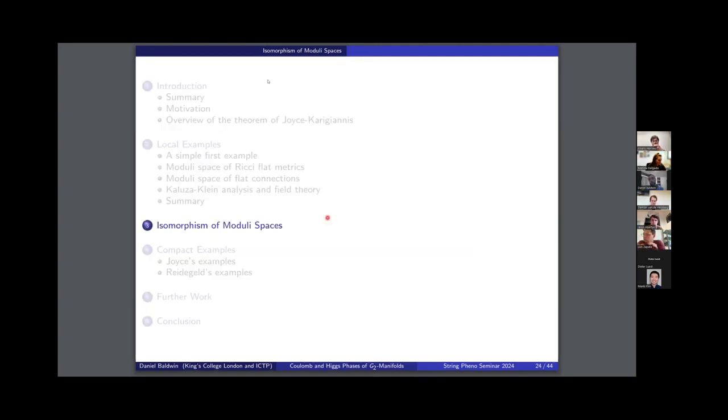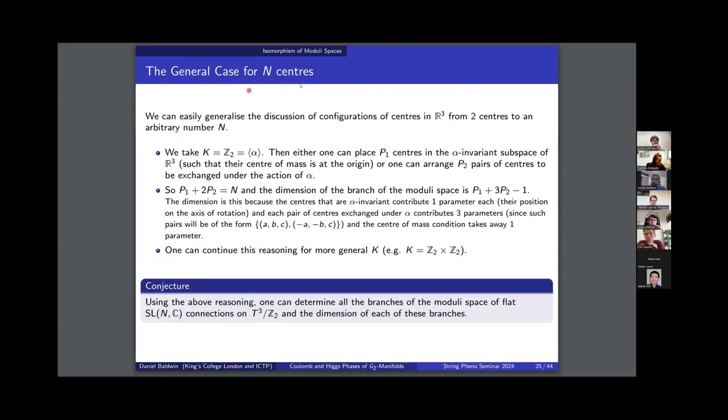So, just thinking about the A-type case again, n-centered Gibbons-Hawking space, if we think about the moduli space of Ricci-flat metrics for this more general case, then we need to think about the space of Z2-invariant configurations of n points in R3, and we can completely determine this space in the way that I've argued in these bullet points, but I won't go into it in detail.